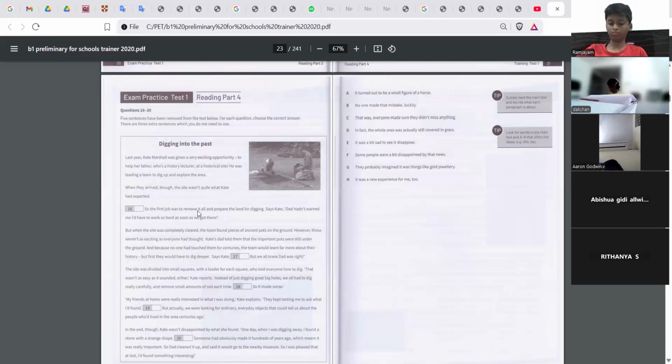But when the site was completely cleared, the team found pieces of ancient pots on the ground. However, those weren't as exciting as everyone had thought. Kate's dad told them that the important pots were still under the ground, and because no one had touched them for centuries, the team would learn far more about their history. But first, they would have to dig deeper, says Kate.